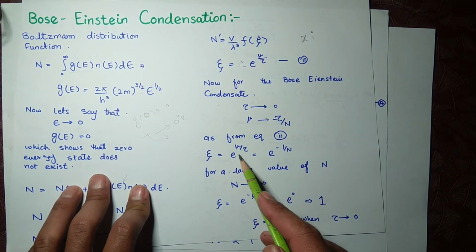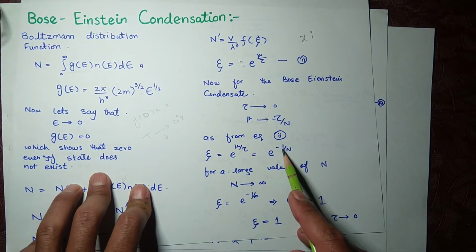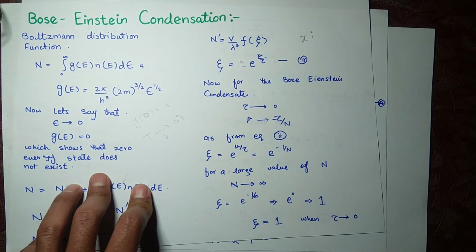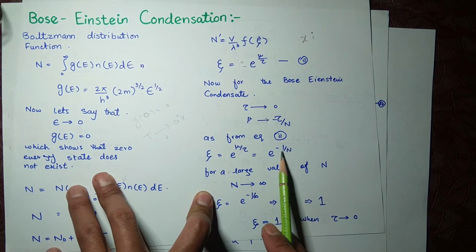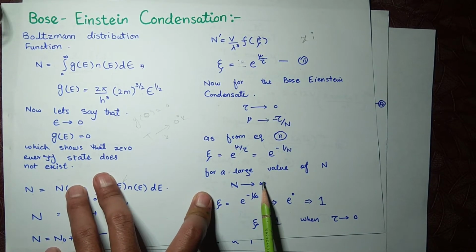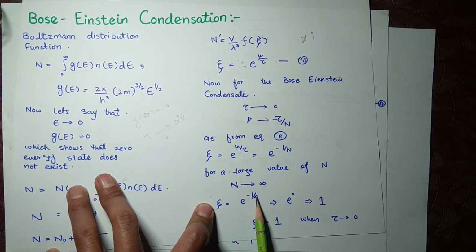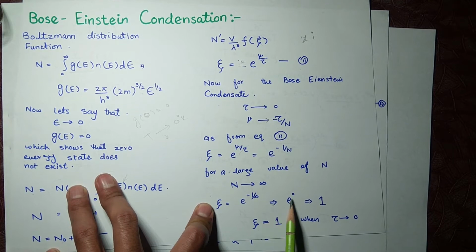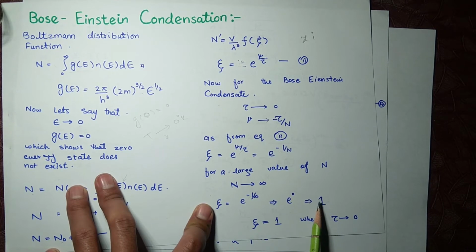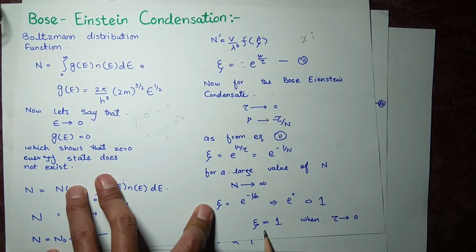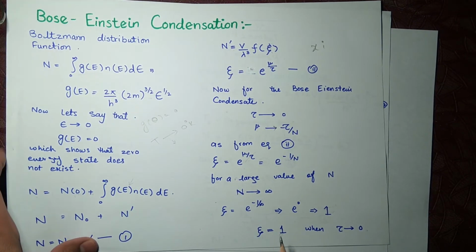Tau will be cancelled out, and the remaining part will be exponential power minus 1 over N. Now for a large value of N, let's say the total number of bosons is very large and approaches infinity. Then xi will be equal to e to the minus 1 over infinity, which is e to the power 0, equal to 1. So when tau equals 0, xi equals 1.